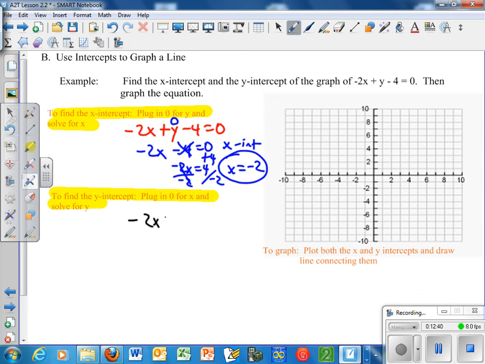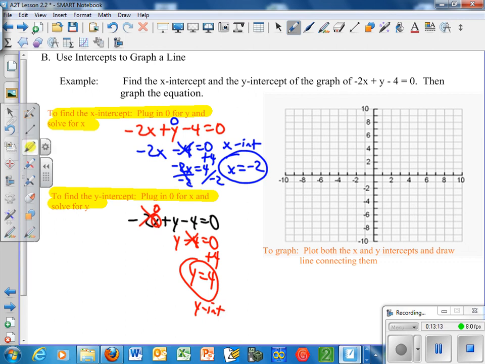So let's write down our initial equation. I'm not going to put it in standard form or slope-intercept form or anything like that. You don't need to. To find the y-intercept, we're going to plug 0 in for x. So I'm going to put 0 right in there for x. I'd have negative 2 times 0, so that drops out and gives me 0. So I have y minus 4 is equal to 0. Well, to solve that for y, I add 4. So y equals 4. There's my y-intercept.